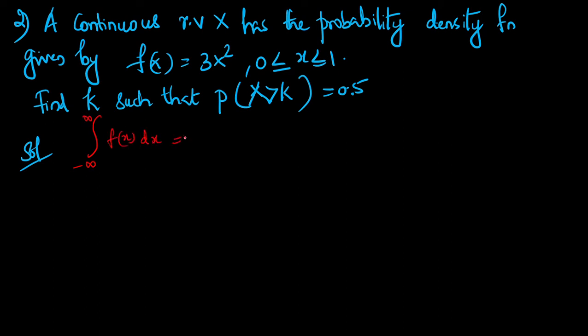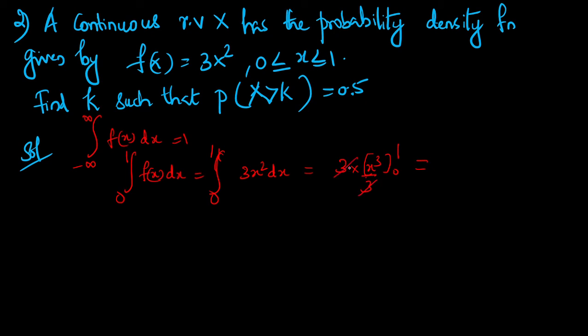is equal to 1. And x is between the limits 0 and 1. Therefore, we can apply the limits as integral 0 to 1 f of x dx, which is equal to integral 0 to 1. Substitute the value of f of x, that is 3x square dx. I'm taking the integral 3 into x cube by 3, which is the limit 0 to 1. That is equal to 1 cube minus 0. That is 1 minus 0 equal to 1.